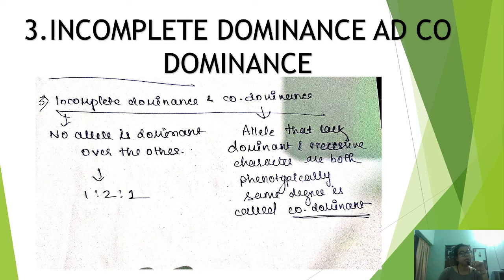Then what do we mean by incomplete dominance and codominance? Incomplete dominance is when neither allele, the recessive or the dominant, is fully expressed, that is, no allele is dominant over the other. What happens in incomplete dominance? A new variety will be formed. Both alleles will not be expressed and a totally new variety will be formed. That is why the ratio is 1:2:1.